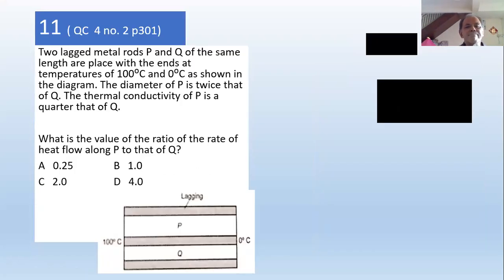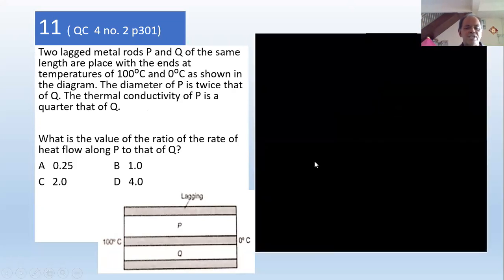Okay. This one, two rods P and Q of the same length are placed with ends at 100 and 0 degrees as shown in the diagram. The diameter of P is twice that of Q. The thermal conductivity of P is given relative to Q. What's the value of the ratio of the rate of heat flow? Same as the previous one we did, but just needs a little bit of extra calculation. Use the same formula, use the area there, and then write it in terms of the diameter.